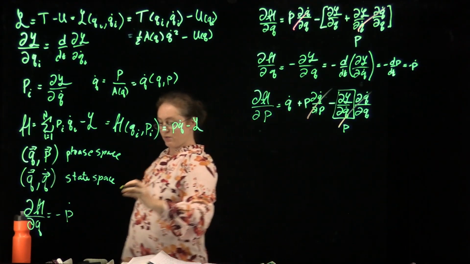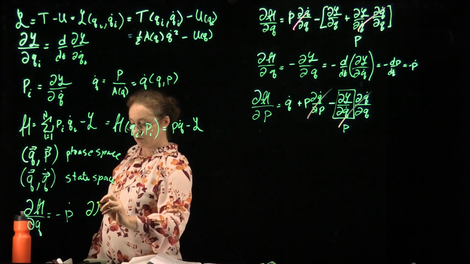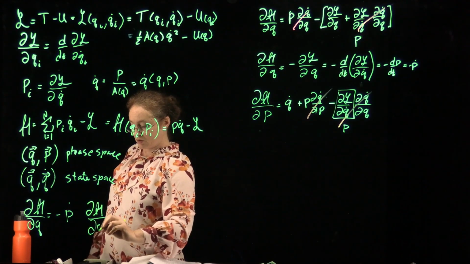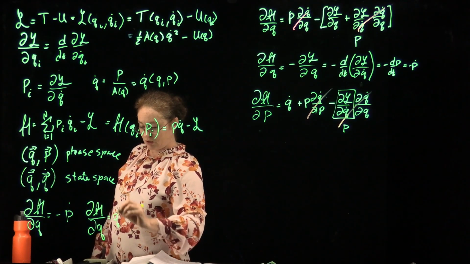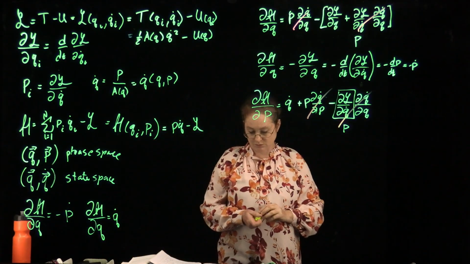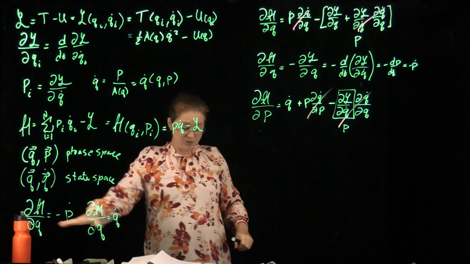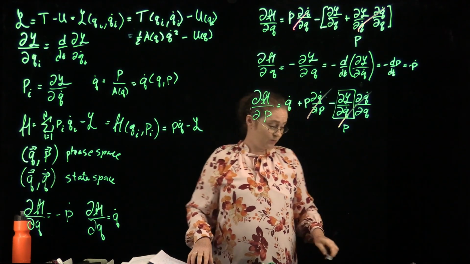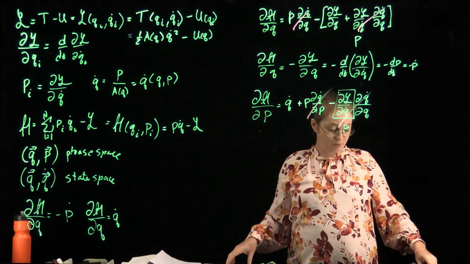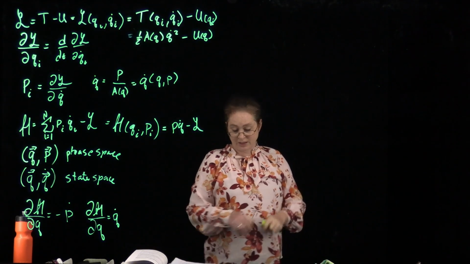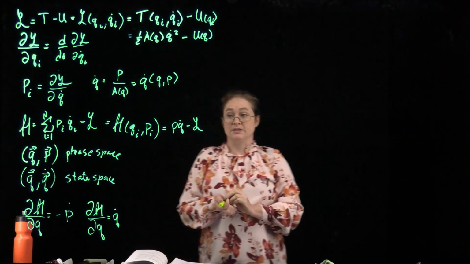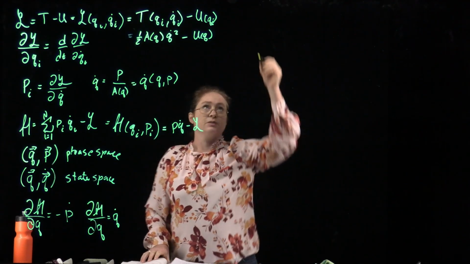So I'm going to write that one here as well. Partial H partial p is equal to q̇. And that is our second Hamilton equation. So here we have our two Hamilton's equations of motion. All right, so then we can use this for an example, and this is example 13.1.